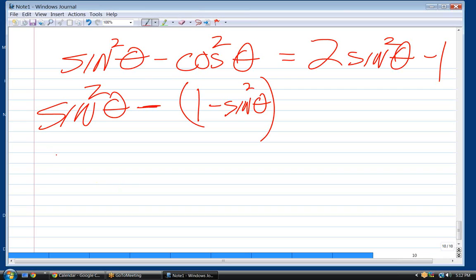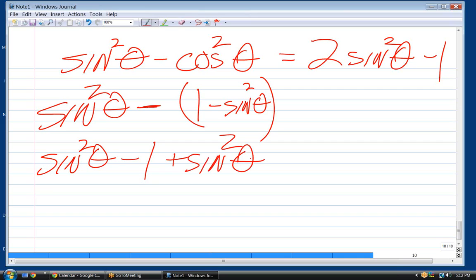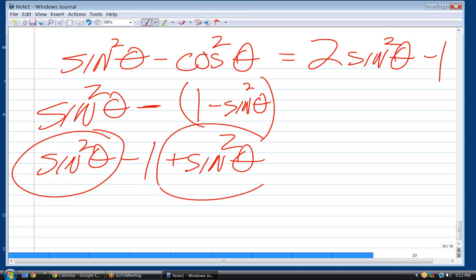Oh, okay. You have sine squared of theta. So sine squared minus 1, what? Minus 1. Wouldn't it be another sine? Plus. Minus 1. Plus sine squared of theta, right? Oh, plus sine squared. Yeah. Okay, now we got one sine squared of theta there, another one here. That's two of them. Okay.